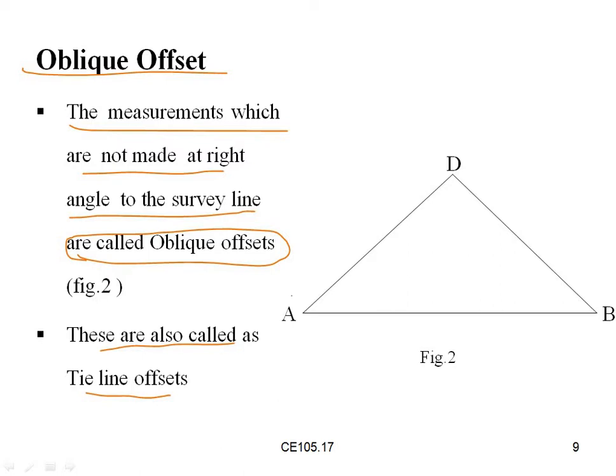We can see here this is the chain line A, and this is the point B. These are the chain line. The D point is our offset. It is taking this angle and it is taking this angle. There is no right angle here, so these are called oblique offsets.